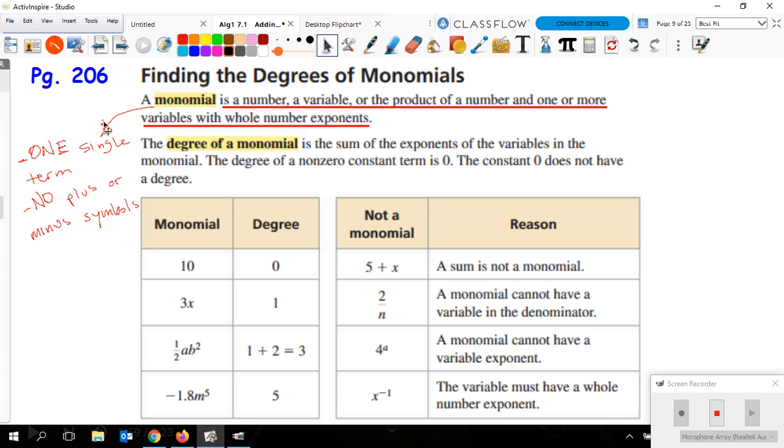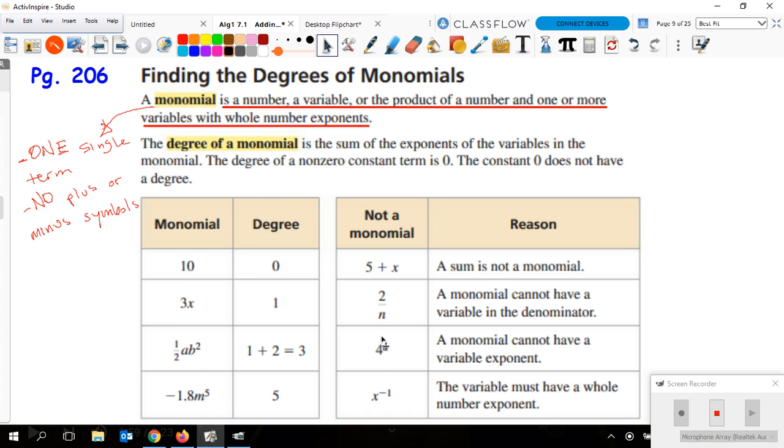Now I put down here, and you want to write this down as well, I think would be helpful: a monomial is one single term. There's no plus or minus symbols in it. These are examples of monomials, all single. It could be a 10, it could be a 3x, a number times a variable, it could just be the x by itself. It could be a fraction in front of a, b squared. You could even have a decimal in front of m to the 5th power. Those are all examples of a monomial, all single terms, one term.